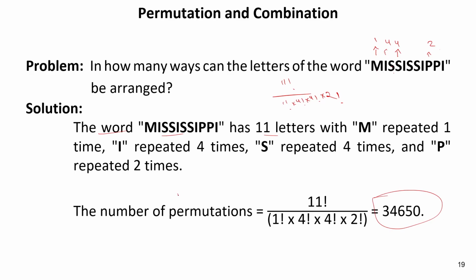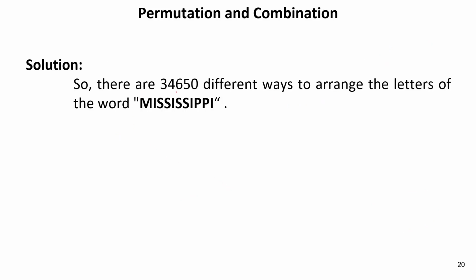So the number of total permutations will be 34,650. So there are 34,650 different ways to arrange the letters of the word Mississippi.